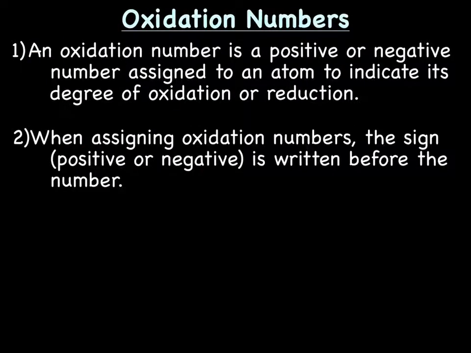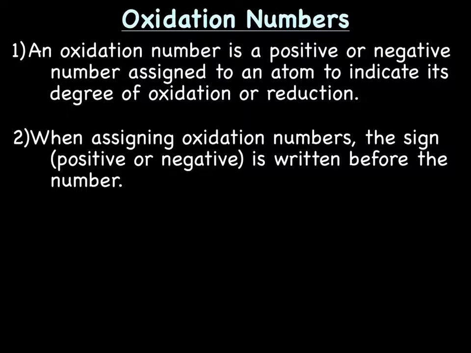All right, next up is oxidation numbers. And we need to understand oxidation numbers so that in future we can go into more detail on redox reactions. So an oxidation number is a positive or negative number assigned to an atom to indicate its degree of oxidation or reduction. When assigning oxidation numbers, the sign, meaning the positive or negative, is written before the number.